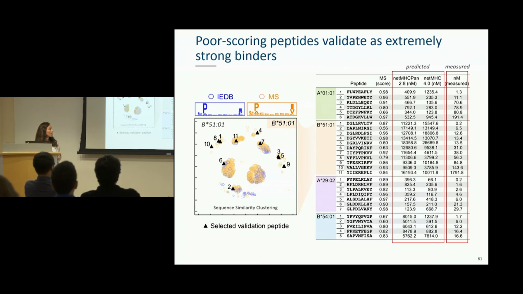And when you visualize them on this 2D map, we can see that some of these peptides land in clusters that really don't have support in IEDB. So it's normal that the algorithm, the neural network, won't be able to learn those binders.